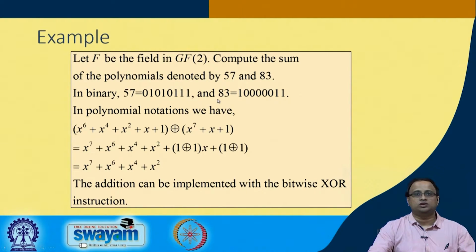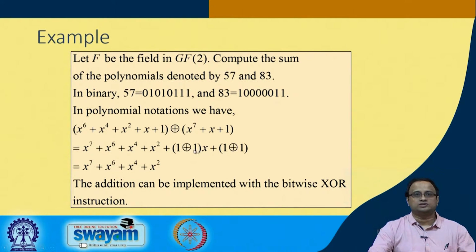Likewise, we have 83, and 83 has 1 plus x plus x to the power of 7. So the polynomial is x^7 + x + 1. Now, if I want to add these two elements, I will add them coefficient by coefficient. In this case, 1 will be added with 1, so 1 will be XORed with 1. Note that the addition in GF(2) is nothing but a Boolean XOR. So if I want to add a finite field element 1 with 1, I basically do an XOR, or exclusive OR, between 1 and 1.